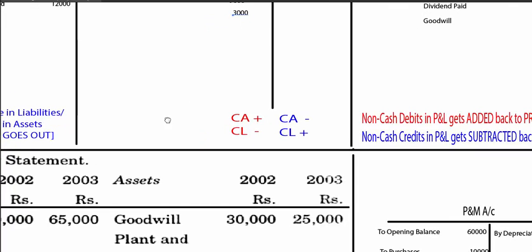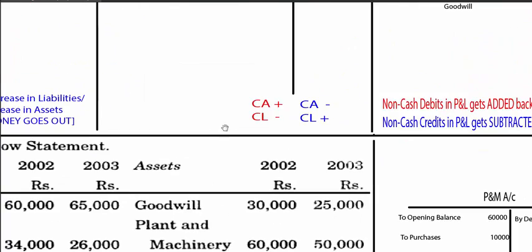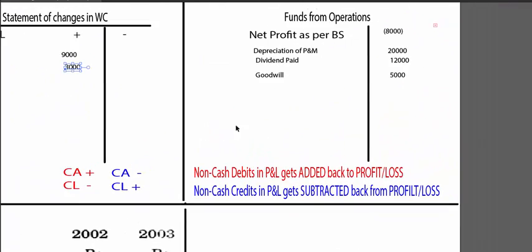Alright. Okay, so now that we're done with the entire sum, we can go and start totaling it out. So first we have minus 8,000 plus 20,000 plus 12,000 plus 5,000. 20 plus 12 is 32,000. 32,000 plus 5,000 is 37,000, and 37,000 minus 8,000 is 29,000. So 29,000.